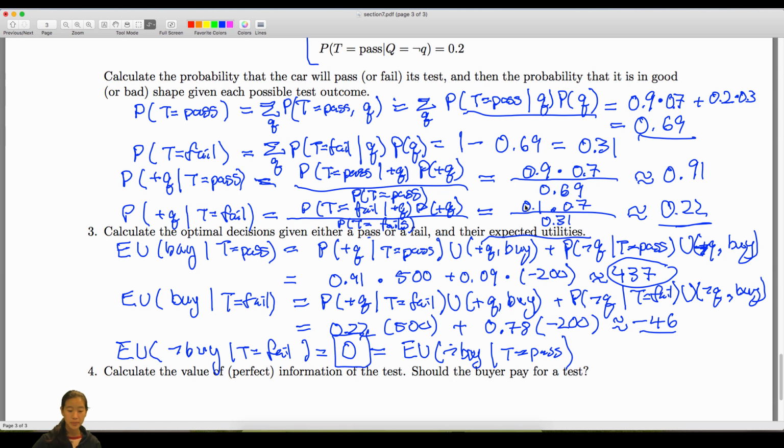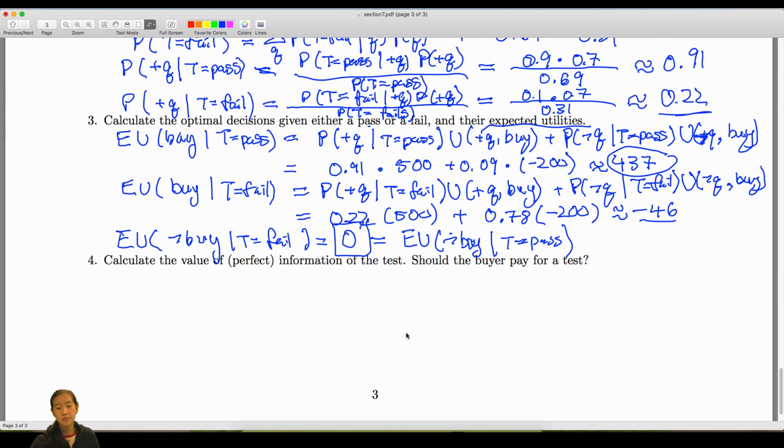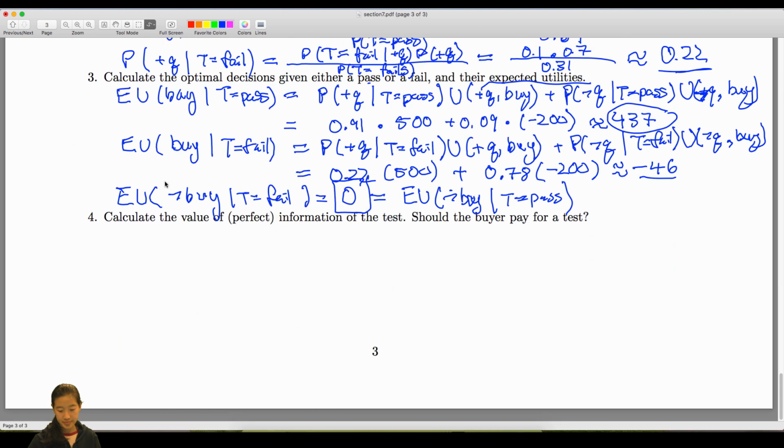Okay, so for the last part, they want us to calculate the value of perfect information of the test. Should the buyer pay for the test? So we'll just see if it's worth it for the buyer then. Just as a reminder, it takes them $50 to pay for the test, which we see over here. The test costs $50. So we want to see if it's better than that. So let's just calculate it.